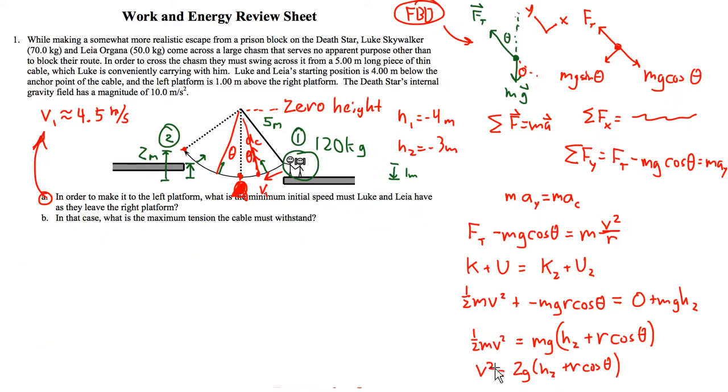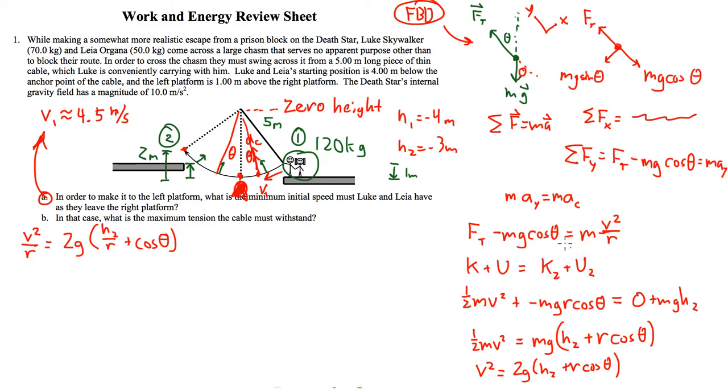Okay, so we take this thing here, and I'm going to go one step further, because we're going to plug in v squared over r here. So I'm just going to divide through by r right now. So v squared over r equals 2g, and then we have to divide the r into both parts of this expression. So that's going to be h2 over r plus cosine theta.